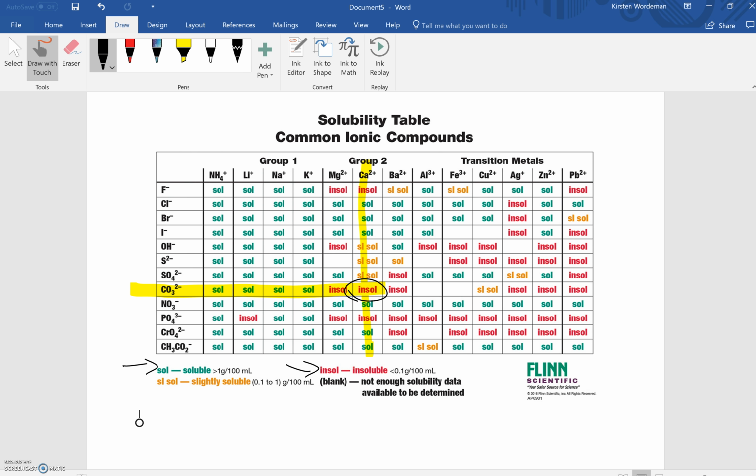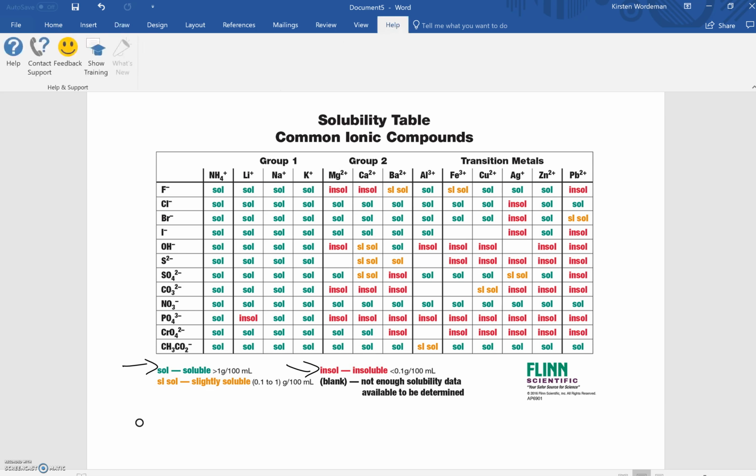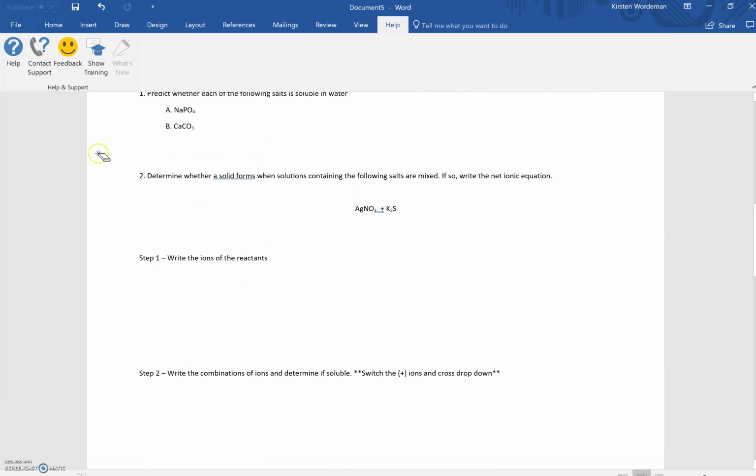So we're going to use this chart and this way of finding out this information to determine, whenever you dissolve two things into water and then combine them, if they will be soluble or insoluble and form a precipitate at the bottom of your beaker. So let's check that out. So let's look at number 2.